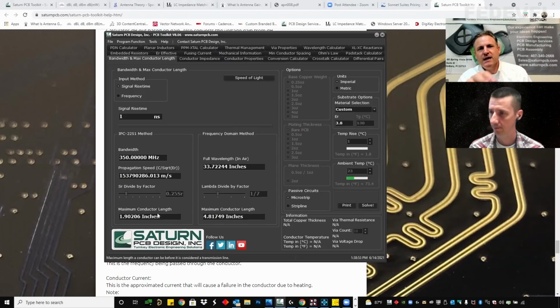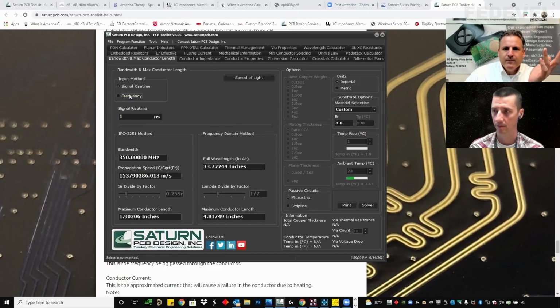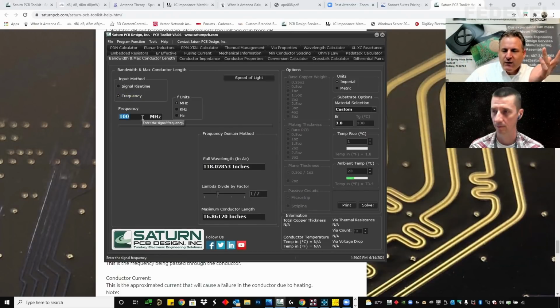Bottom line is that not everything has to be a transmission line. If the frequency is low, like for example 250 megahertz, the wavelength is so long that it doesn't even matter what my impedance was. If it's 50 ohms, great. If it's 58 ohms, whatever, it's not really gonna matter. My traces are short. The wavelength is so long that it just doesn't matter. And so if you can do this, for example, a 100 megahertz signal, the full wavelength in air.